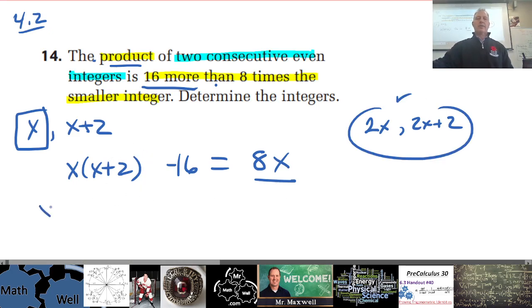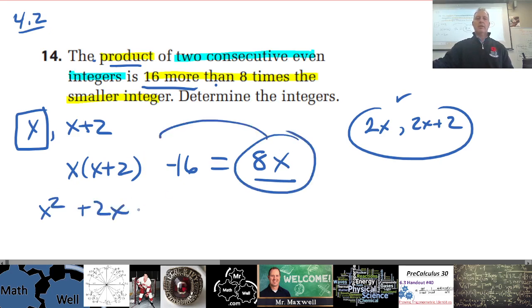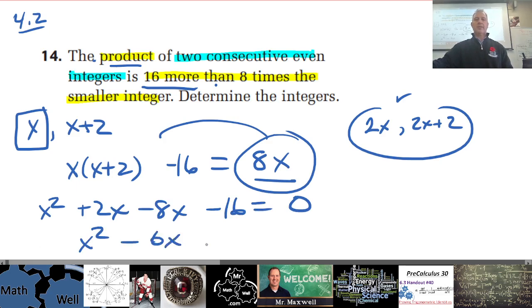All right. So x squared plus 2x, I'm going to actually get this 8x over here, minus 8x minus 16 equals 0. Now we have a quadratic, hey? So x squared, 2 minus 8 is minus 6x, minus 16 equals 0.